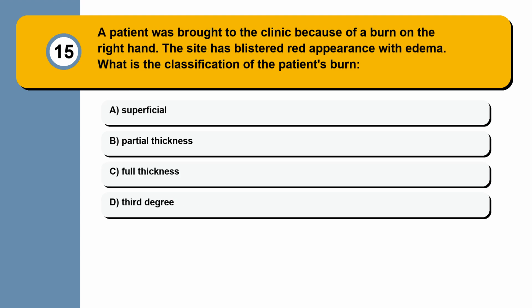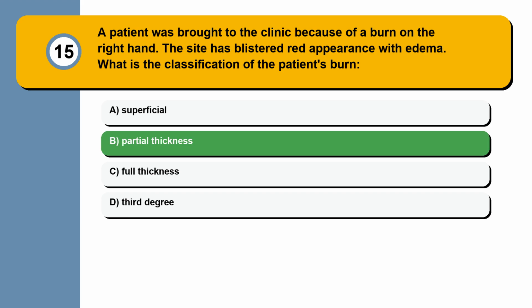Question 15. A patient was brought to the clinic because of a burn on the right hand. The site has a blistered, red appearance with edema. What is the classification of the patient's burn? Here are your options. Option A, superficial. Option B, partial thickness. Option C, full thickness. Option D, 3rd degree. The correct answer is option B.